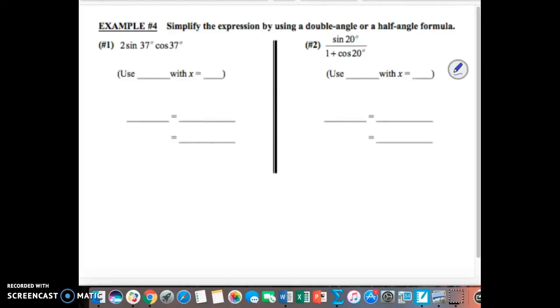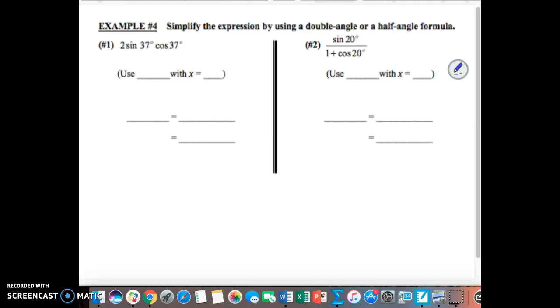This is Miss Steele's Precalculus class, Section 7.3, Part 2. For example 4, it asks us to simplify the expression by using either a double angle or a half angle formula. So number 1 is 2 times sine of 37 degrees times cosine of 37 degrees.